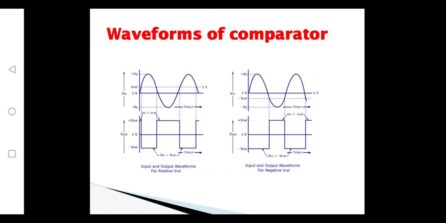So this can be avoided just by adding some feedback path towards a comparator. If we are adding a feedback path, then the circuit will be used in closed loop configuration. So by adding a feedback path, we are able to eliminate the noise effects, and such a circuit is called a Schmitt trigger.